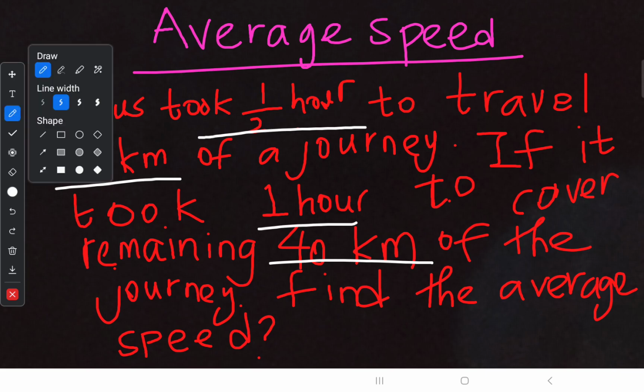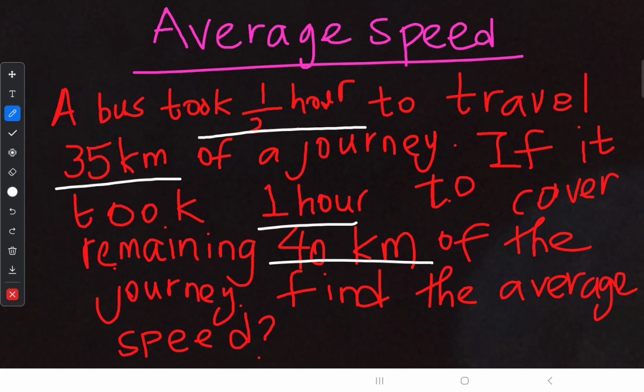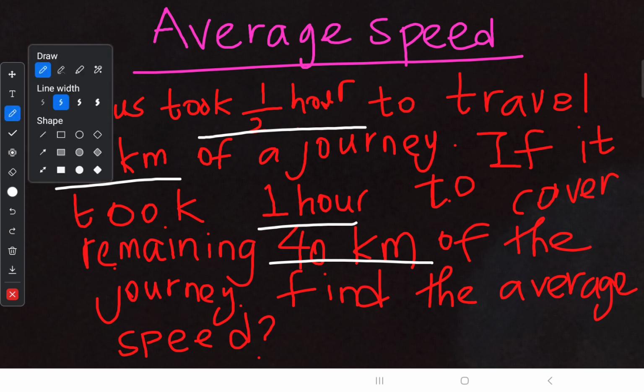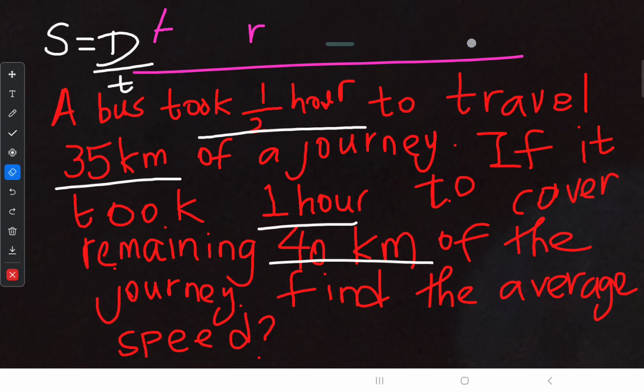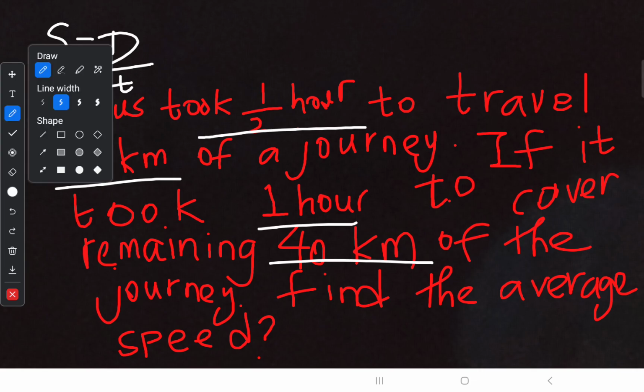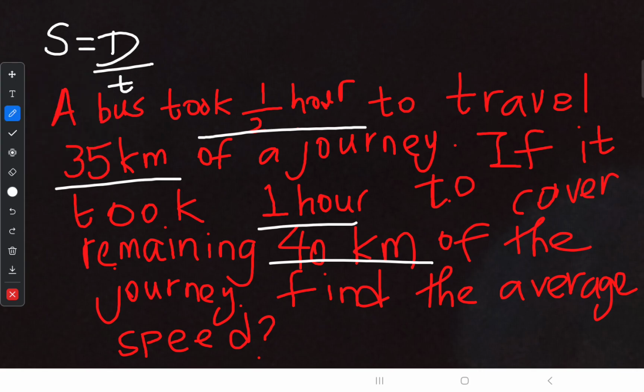Okay, let's see. Half an hour for 35 kilometers of a journey. If it took 1 hour to cover the remaining 40 kilometers of the journey, find the average speed. To find speed, what is the formula? Speed equals distance upon time. So we have to find the sum of the distance. In the first phase, it traveled 35 kilometers. In the second phase, it traveled 40 kilometers. So we have to add them up.